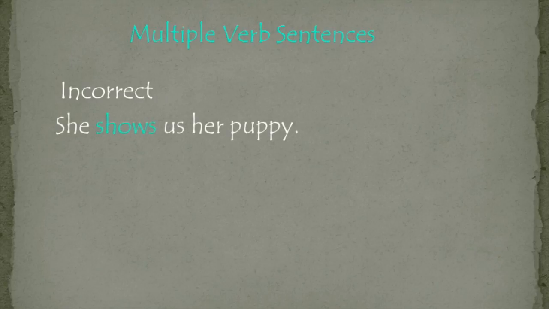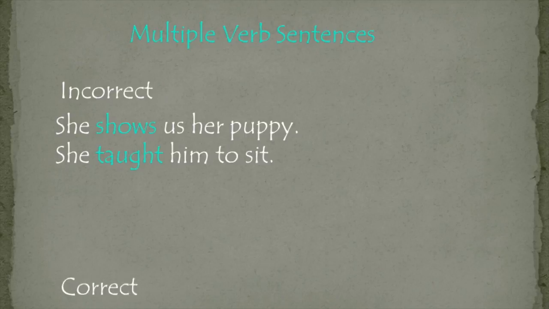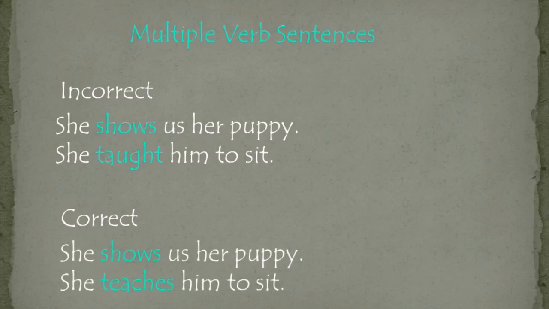Now, when we have more than one sentence or a paragraph, it's very important to keep all the verbs in the same tense. For example, in the first example I give you that's incorrect, the first sentence is in the present: She shows us her puppy. And yet the second sentence, she taught him to sit, is in the past. So that would be incorrect to have that sentence follow the first one. The correct way to do it would be to put the first sentence in the present tense, she shows us her puppy, and continue with that in the second. She teaches him to sit.